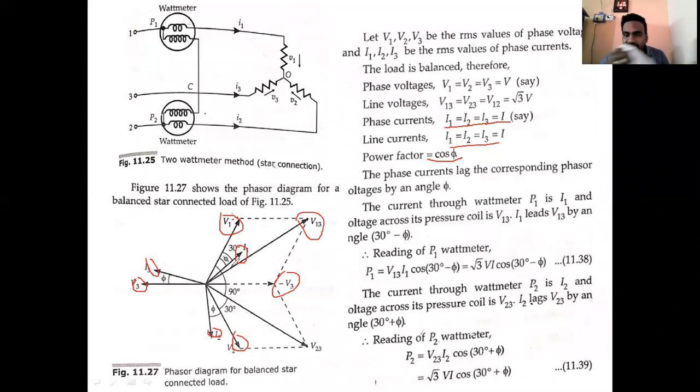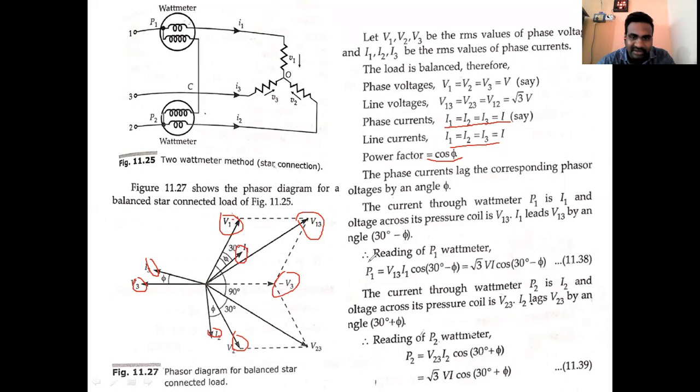The cosine of the angle between voltage and current is represented with respect to phi. If we see the behavior of power factor, the phase current lags the corresponding phasor voltage by an angle phi. Okay, so the current flowing through wattmeter P1 is I1, and the voltage across the pressure coil is V13. I1 leads V13 by an angle of 30 minus phi.